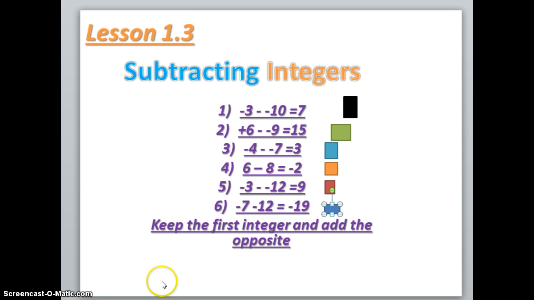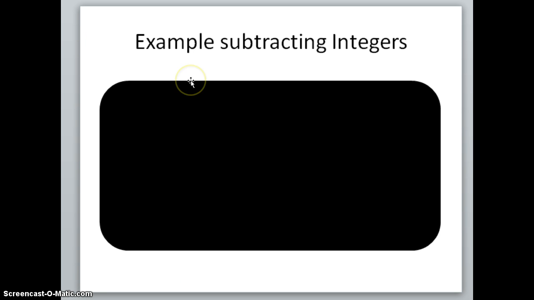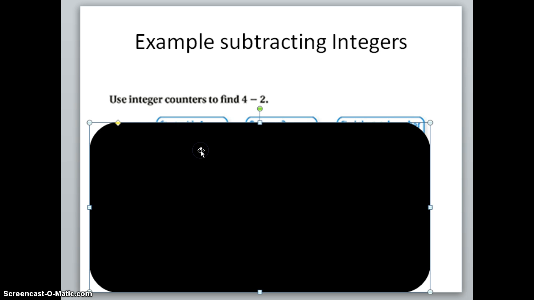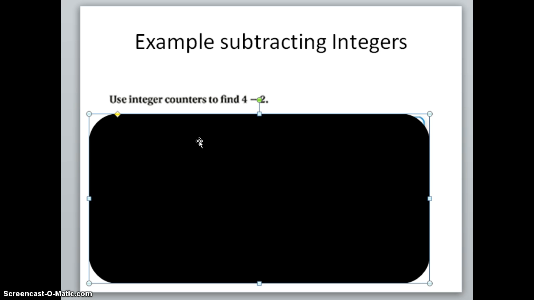Today we'll be learning how to add integers. Lesson 1.2. Alright. Please take notes. Example subtracting integers. Definition of integer. Use an integer counter to find for -2.